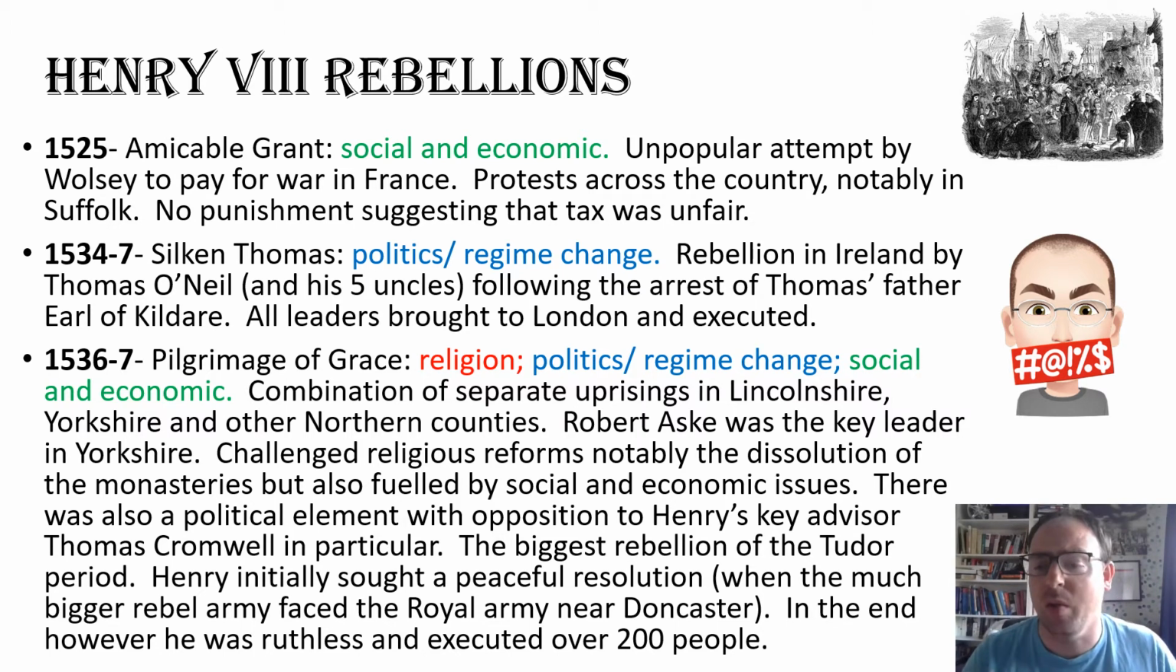But in the end, as it became clear the rebels' demands were not going to be met, there was a further outbreak of rebellion, and Henry used this as an excuse. Now it was less well organised and wasn't in the form of one great big army, to go and ruthlessly crush it, and it led to the execution of over 200 people.